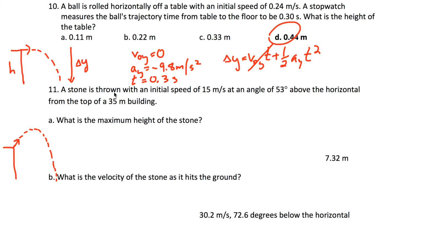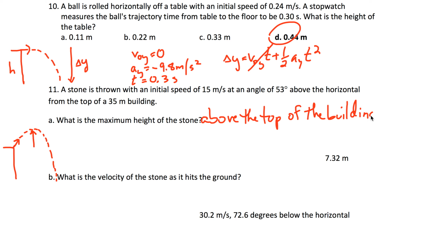Number 11 is the second case of projectile motion where the projectile is launched at an angle. So we're looking for the maximum height of the stone. So we're looking for this height. Now the problem was not very clear, so let me just change the problem and say, what's the maximum height of the stone above the top of the building? Since that's what I actually solved for.